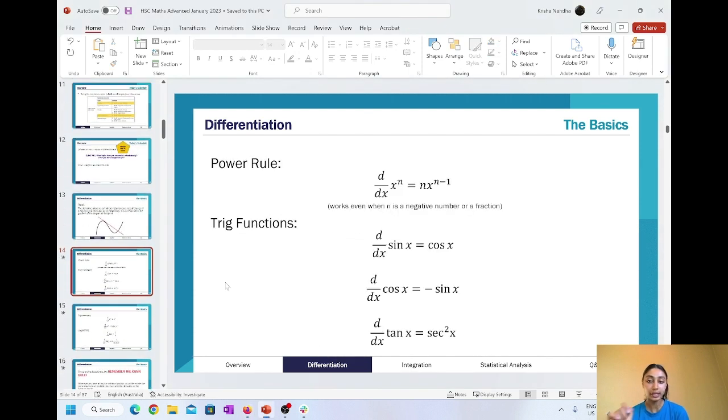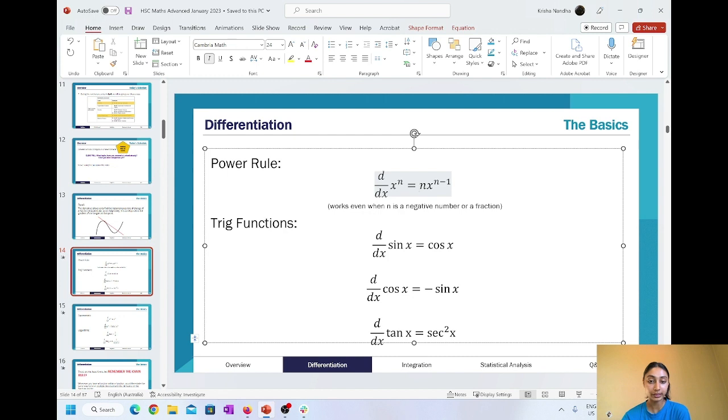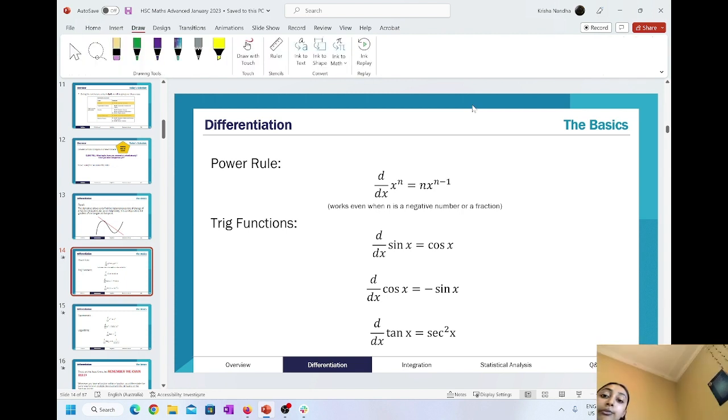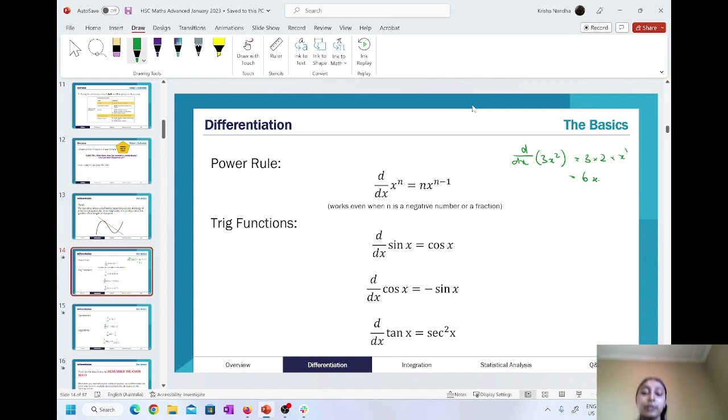Okay, so now let's go through the actual rules. So this is the very basic rule. So the differential of x to the power of n, we bring that n down to the front, so we times it as a coefficient, and then we reduce that power by 1. Okay, so the simple one, let's say it's like 3x squared. Then if we're going to derive, it's equal to 3 times 2 times x to the 1, which is 6x. Okay, that's how we use that rule.